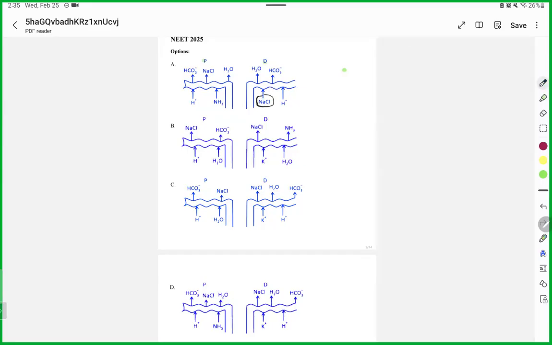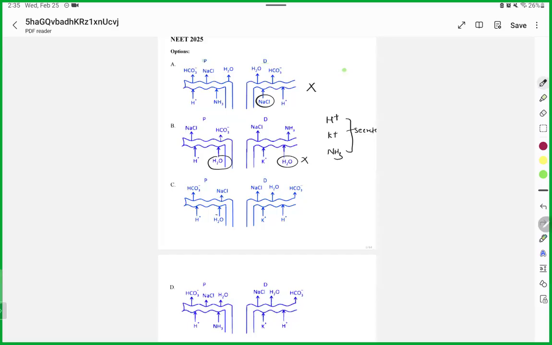Here NaCl is secreted. NaCl is never secreted, correct? Here water is secreted. You know only three things are secreted as positive: potassium and ammonia, nothing else. Only these three things are secreted. Everything else is reabsorbed.